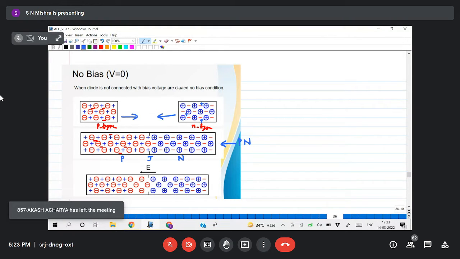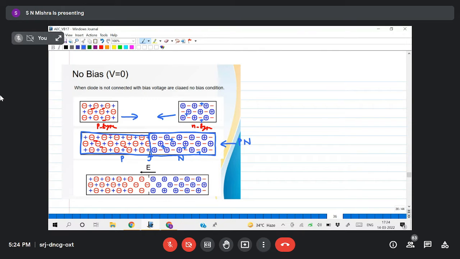Now in this condition, what happens? In this P area, what type of carrier is more? Holes are more. P type, holes are more. And N side, electrons are more. Forget about the ions, because ion cannot move inside the material. We are not discussing about the ions. We will only discuss about electron and hole. So let me show some positive charge also here.